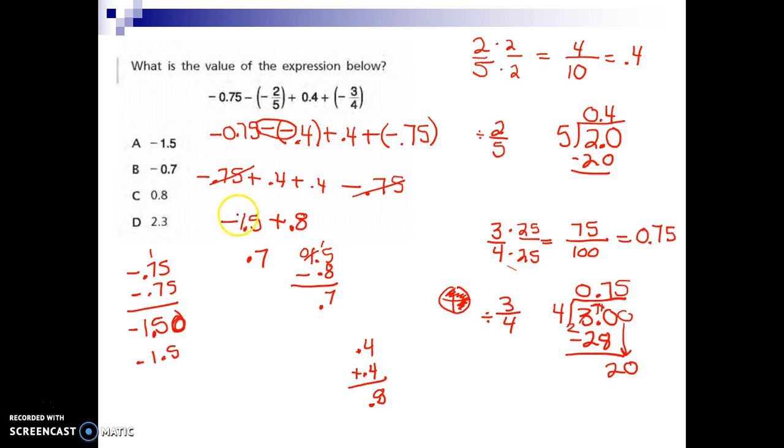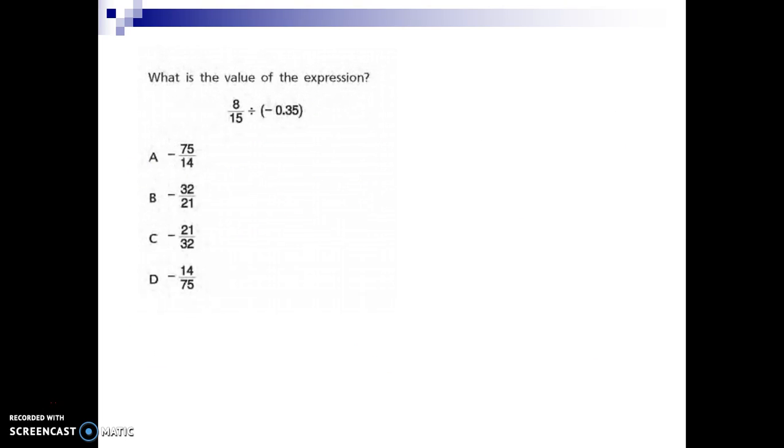What did I have more of? Oh, I had more negatives because my 1.5 is greater than my 0.8. That would be like $1.50. That would be 80 cents. So my final answer is negative 0.7. All right, let's take a look at another one.